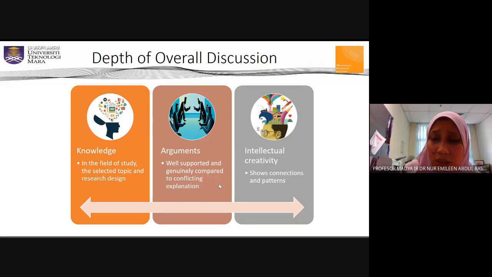Arguments, well supported and generally compared to conflicting explanation. So again, arguments, if let's say dia tak agree dengan this literature, then apa arguments dia? Dia tak boleh kritik orang lain punya work, which is wrong. But dia ada cara lah sebenarnya untuk buat arguments ni. If let's say result dia lari sikit daripada teori, so dia ada arguments dia kenapa. So intellectual creativity to show connects and patterns. Dalam thesis tu, antara satu part dengan satu part kita nak tengok dia punya creativity. Ataupun from one objective to another objective tu kita nak tengok macam mana dia try to create and connects everything.